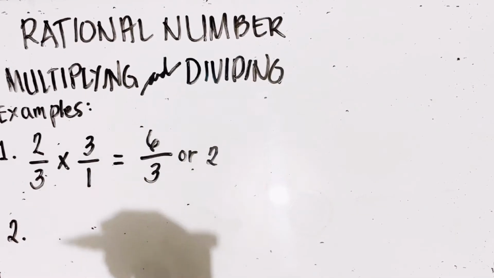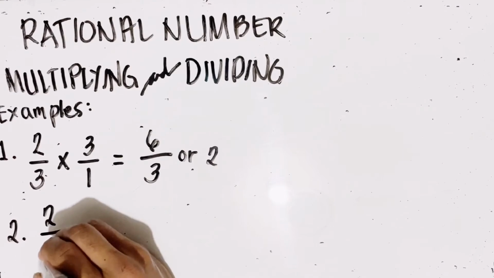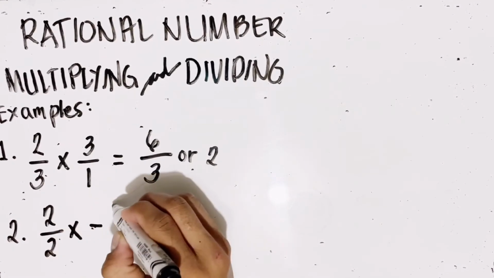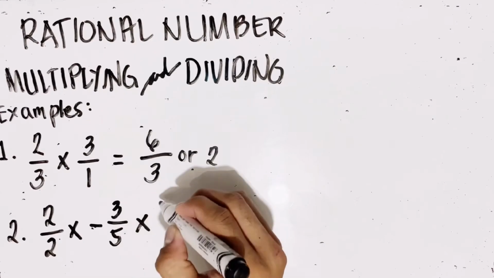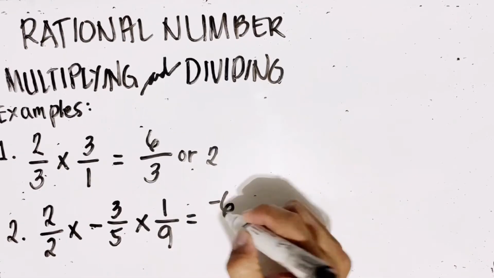Let's have another example. We have 2/2 times negative 3/5 times 1/9. So there are 3 fractions. The same thing: multiply the numerators and multiply the denominators. 2 times negative 3, that's negative 6. Negative 6 times 1, that's negative 6.